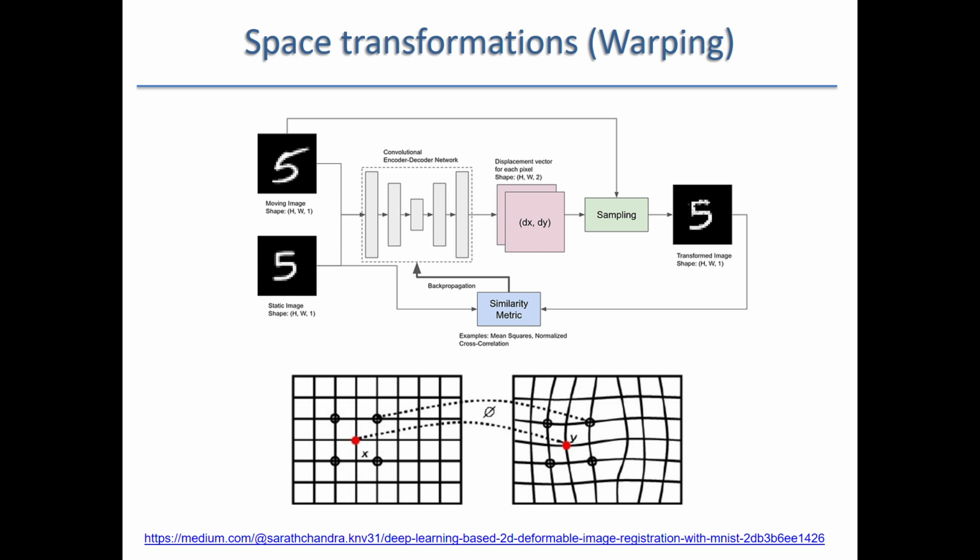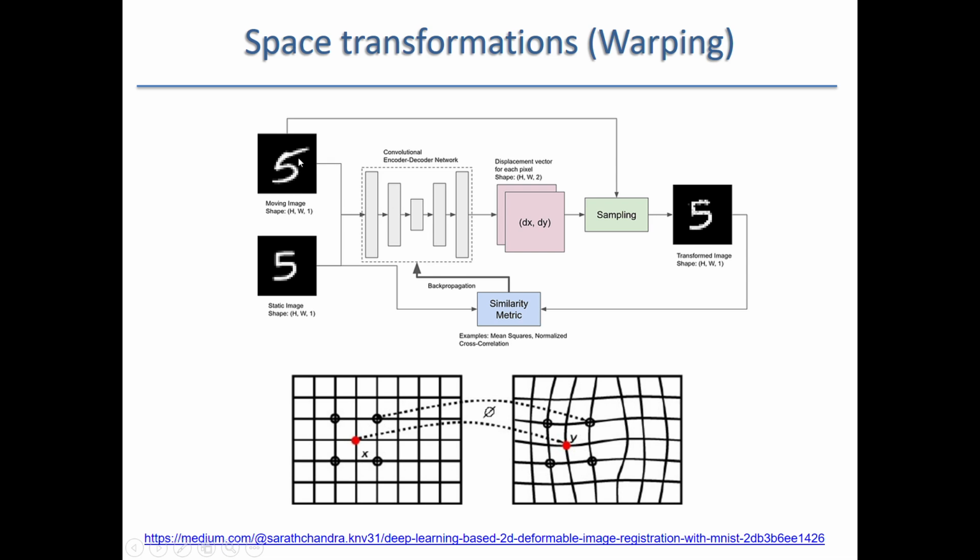In the next lecture, we will study space transformations, also called warping. Maybe this can be considered a niche application, but in some contexts it can become very important. So let's say that we have a couple of images like these ones. We have a static image and a moving image, and this moving image we will resample to look like the static image.